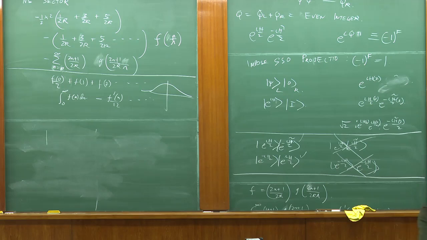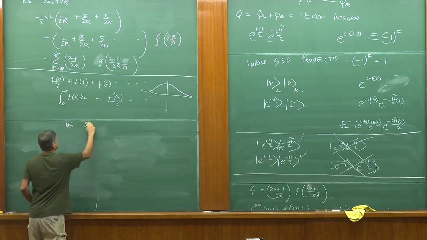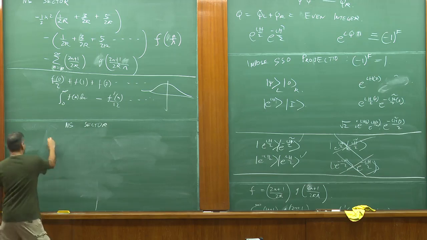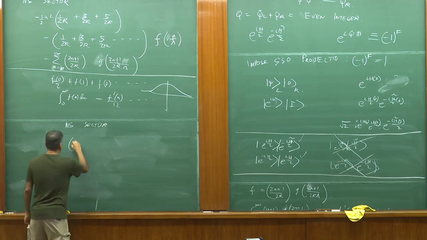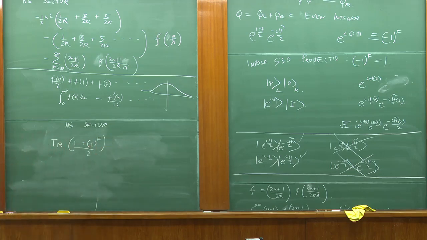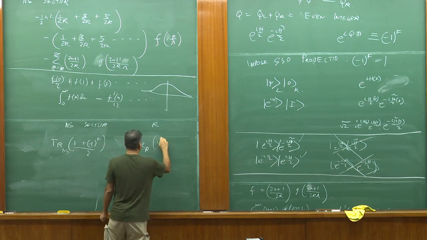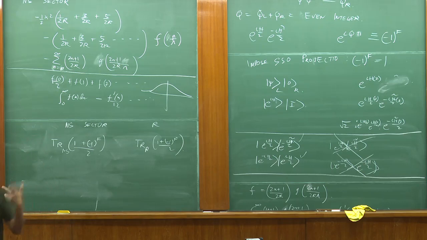So now I'm going to write down our partition function, the partition function of our theory. First, let's look at the NS sector. I'm going to first write it down as a diagram. Then we'll convert the diagram into formulas. In the NS sector, we did the following projection: trace of 1 plus minus 1 to the power F by 2, trace in the NS sector. And if we were in the Ramond, we were computing trace of Ramond 1 plus minus 1 to the power F by 2. Do you see that this is what we have to compute if we want to impose this projection?